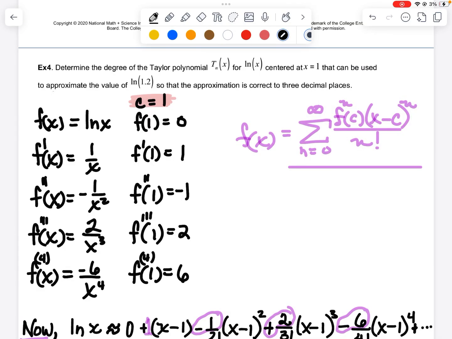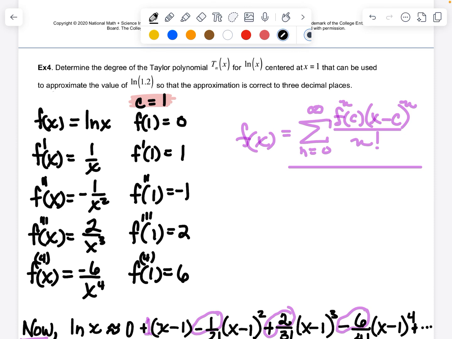Okay, students, so we're going to look at one more problem, example 4, with the Lagrange theorem, and we're going to determine the degree of the Taylor polynomial centered at x equal to 1 that can be used to approximate ln of 1.2. We're going to do it in a slightly different way. We're going to look at the first 4 terms and compare the first 4 partial sums, and we want to see what happens. When we get convergence to 3 decimal places, we're finished.